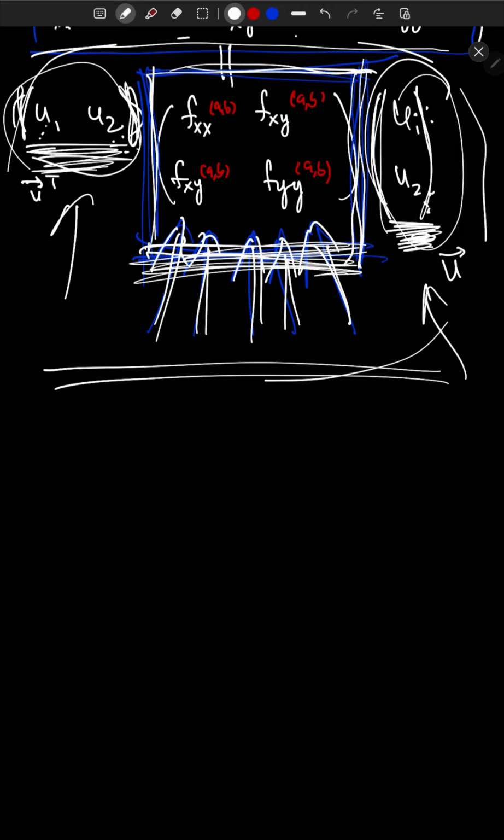If you have a saddle situation, that means there's one direction in which the function is going downwards, and there's another direction where the function is going upwards, like that. What does that mean? That means there's a positive eigenvalue and there's a negative eigenvalue of this matrix. So the second derivative test actually should be stated this way.